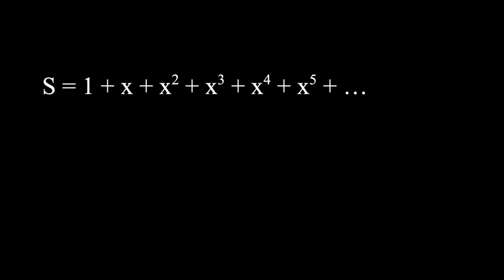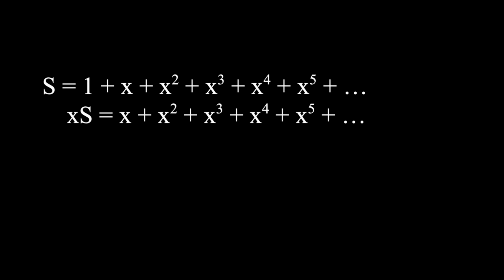It doesn't actually matter what number we're taking the powers of. As long as its absolute value is less than 1, the series will not diverge and not go to infinity. So 1 half, 1 third, 1 fourth, all of these numbers will give you a sum that does not go to infinity. So we have here s equals 1 plus x plus x squared plus x cubed plus x to the fourth plus x to the fifth, and so on, where x is less than 1.